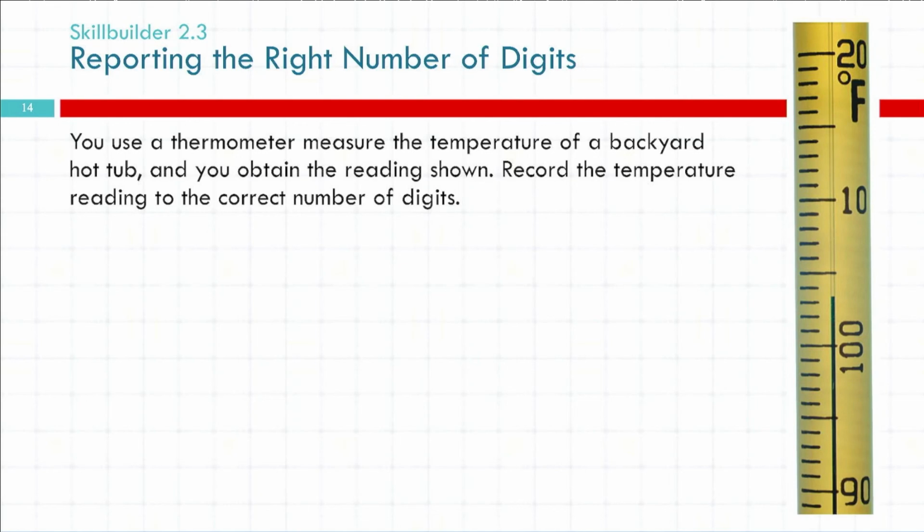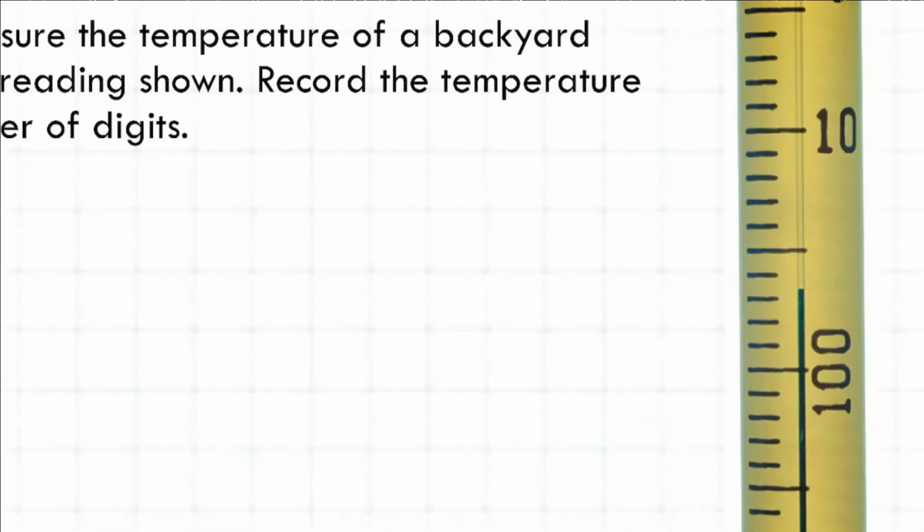All right, so let's say you use a thermometer to measure the temperature of a backyard hot tub. You obtain the reading shown, record the temperature reading to the correct number of digits. So let me zoom this in. Let's see. So this is actually up here. 110. So this is 105.